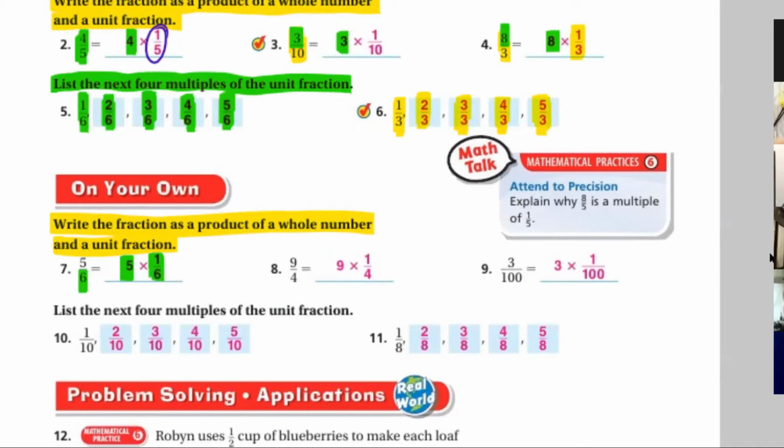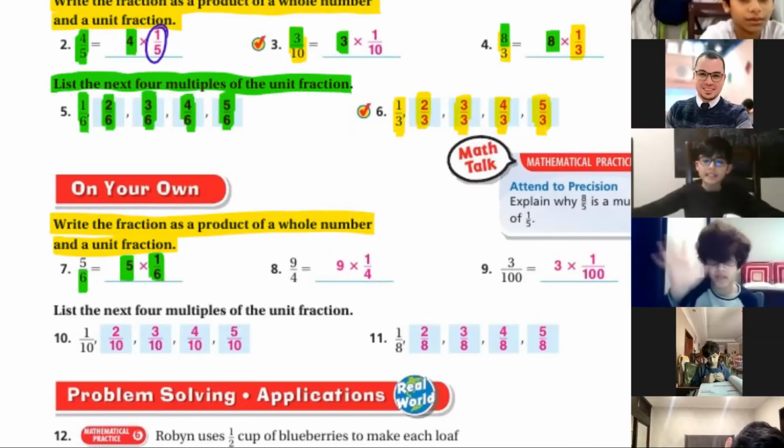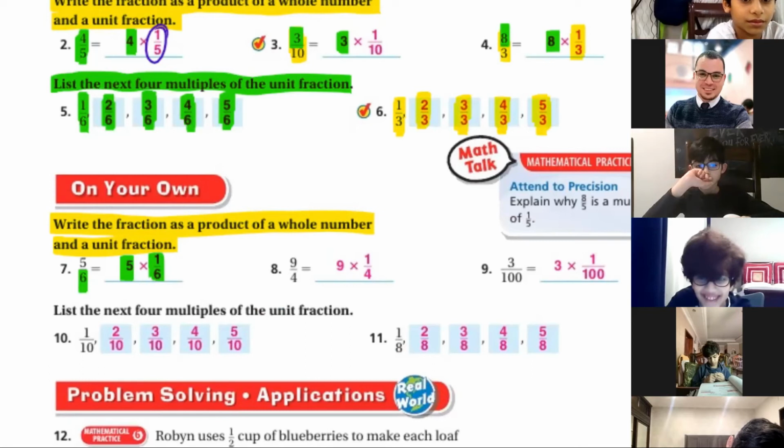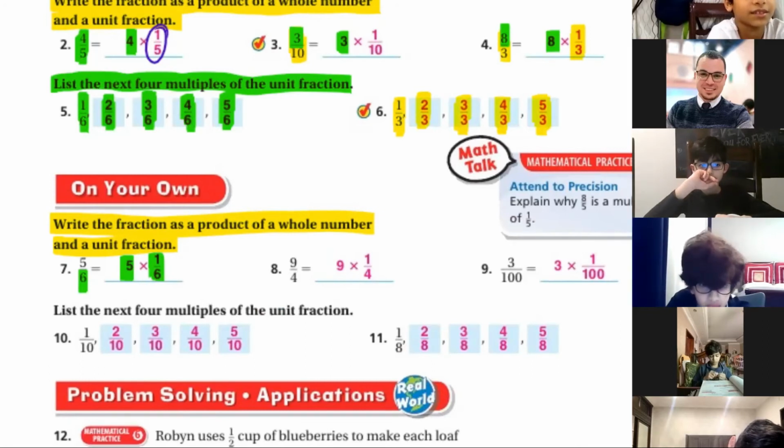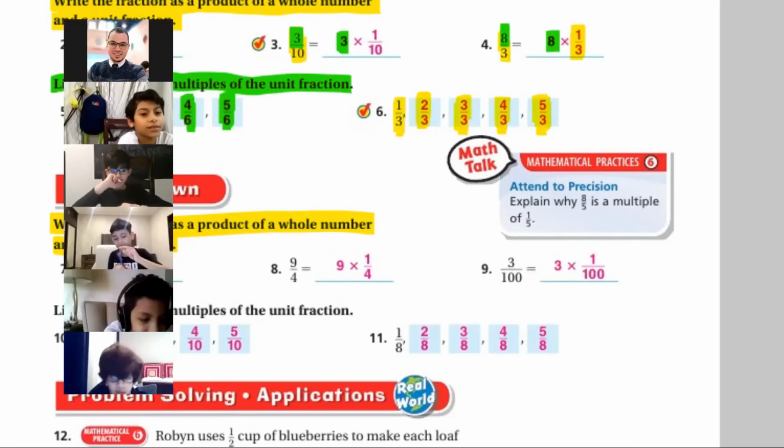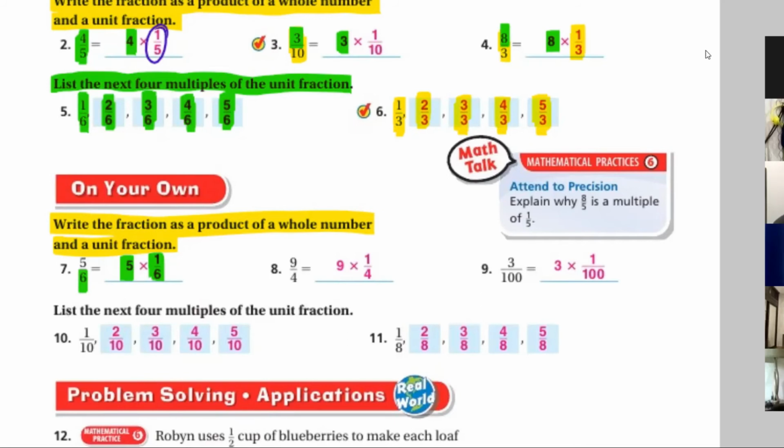Okay, the next one, number 8. What about Ali Sahati? First, we'll put the 9 as a whole number. Excellent. Then the 4 we'll put down and the 1 up. So it will be 9 multiplied by 1 over 4. Thank you so much, Ali Sahati. Great job, man.